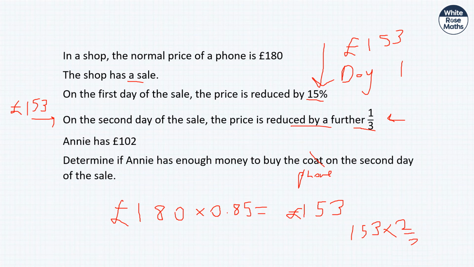So working this out, taking our time, 153 divided by 3 will be 51. Double of 51 is 102. So the answer is yes. Annie does have enough money. Annie actually has the exact amount of money to buy the phone or coat at the end of day two, or on the second day of the sale.